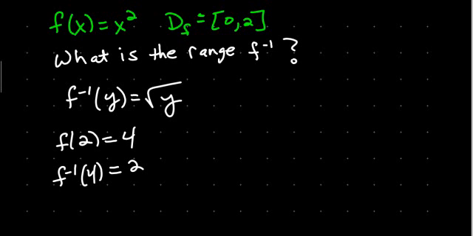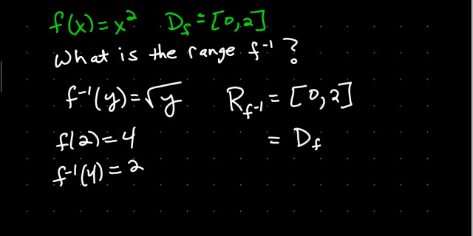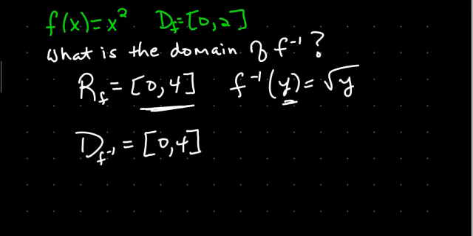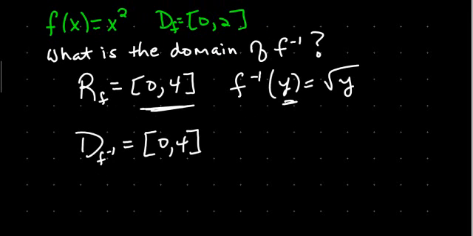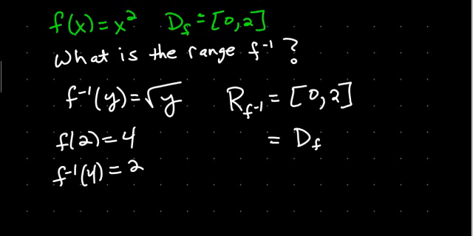So the range of f inverse is the domain of the original function, 0 to 2. Okay? That is, this equals the domain of f. And back here, find the domain of f inverse. So the range of f is 0 to 4, so the domain is 0 to 4. And here the range of f inverse is the domain of the original function.